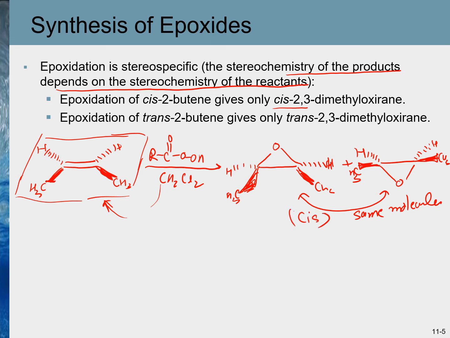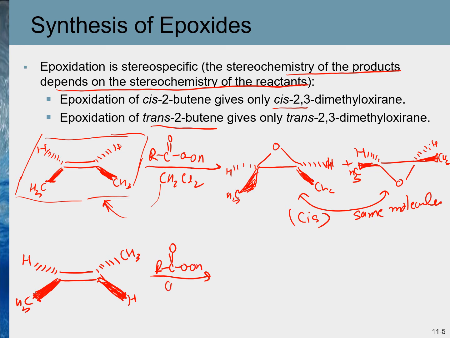Now let's take a look at when we start with trans 2-butene. So if we conduct the experiment with a trans starting material, in this case our products are no longer same molecule. In fact, they are pair of enantiomers.